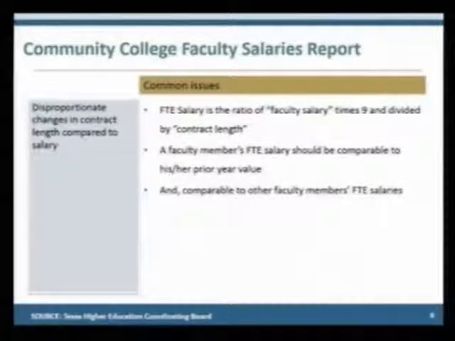And that is just a little weird if you're only hiring the person for the one semester. It doesn't happen too often, but when it does, it often throws the report out of range. And you'll get that wonderful email from me or from somebody else here at the coordinating board saying, hey, something doesn't look right.